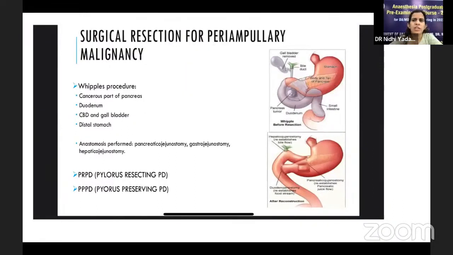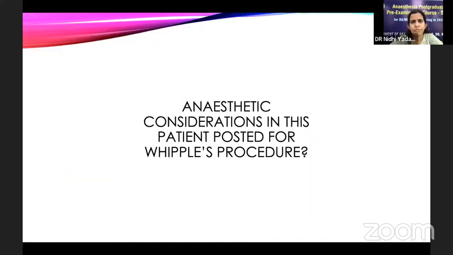What is the surgery for periampullary carcinoma? It is Whipple surgery. It is mainly a resection of the cancerous part of the pancreas, duodenum, common bile duct, and gallbladder, and the distal stomach. The three anastomoses which are performed are hepaticojejunostomy, gastrojejunostomy, and pancreaticojejunostomy to re-establish the bile flow, the gastric flow, and the pancreatic juice flow.